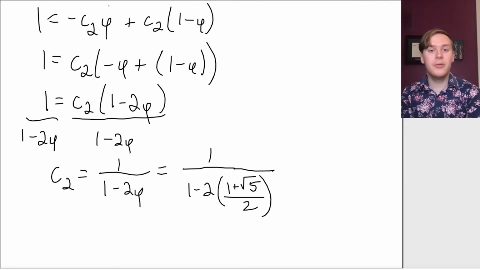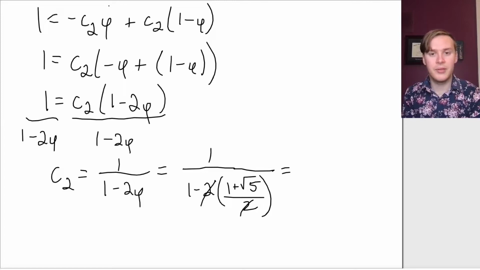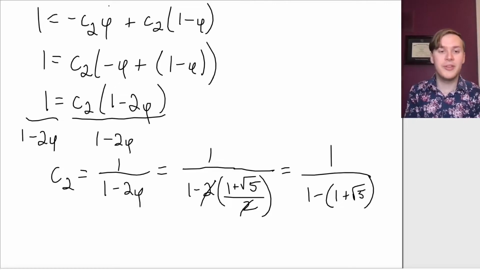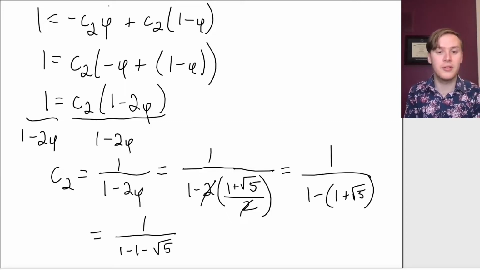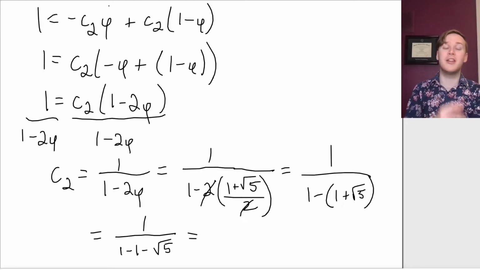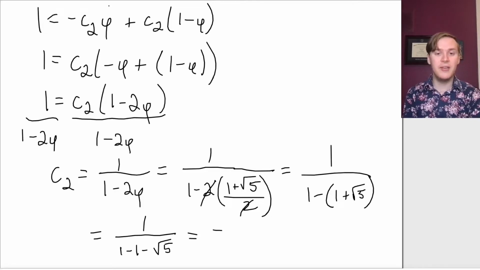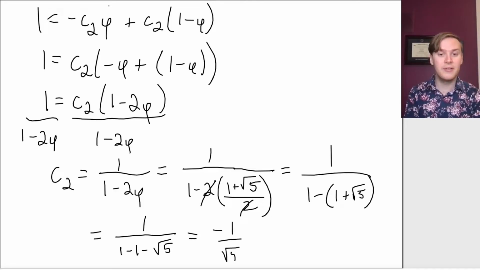Okay, now these 2's over here cancel. So we're left with 1 over 1 minus 1 plus square root of 5. So now if we distribute this negative, we get 1 over 1 minus 1 minus square root of 5. 1 minus 1 is, of course, 0, so we're just left with negative square root of 5 on the bottom. So our final answer for C2 is negative 1 over square root of 5.